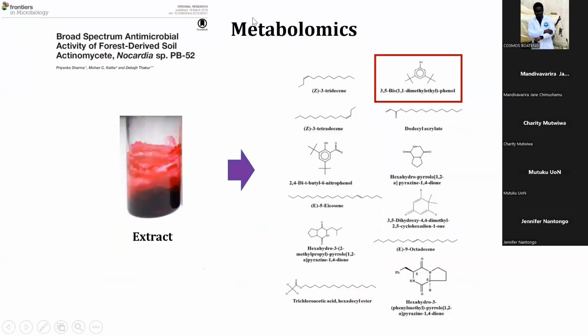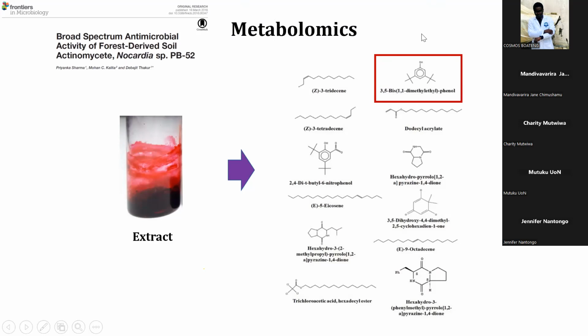During my PhD and also my postdoc, I worked on metabolomics, where this is the extract. I have taken the extract from actinomycetes, and then I have done a GCMS study. I have done a mass spectrometry study, that is GCMS, and this compound, 3,5-bis(1,1-dimethylethyl)phenol, I have reported for the first time. And this paper is already published.